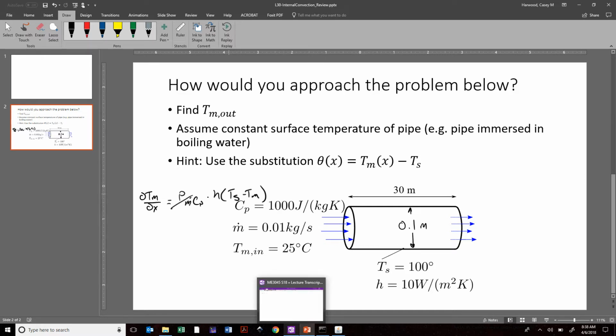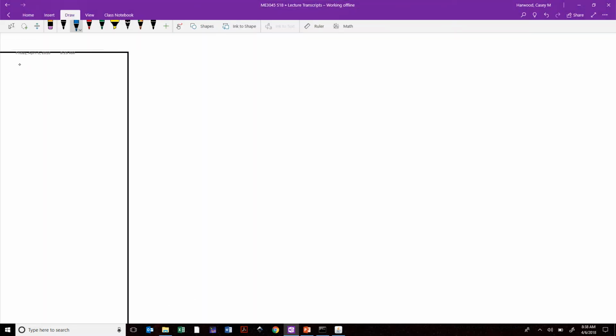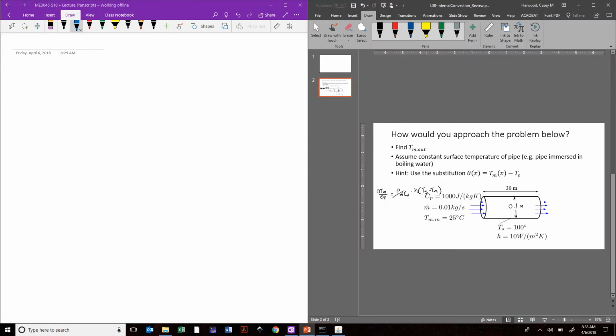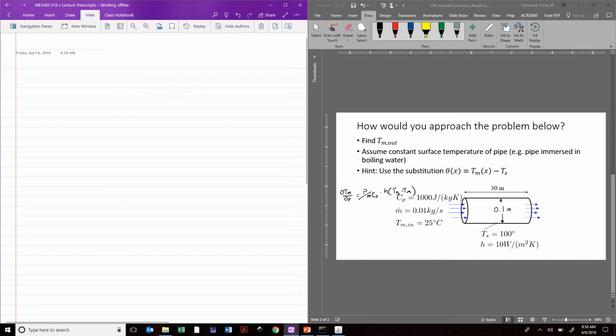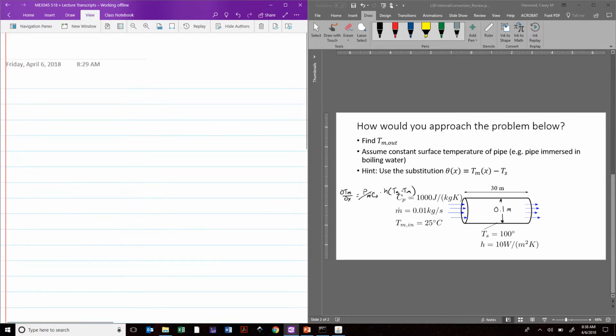Okay, I'm going to switch over for just a moment. So, substitution of that variable, right? By supposing that theta is equal to Tm minus Ts.